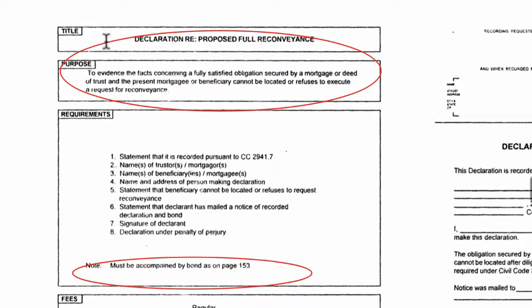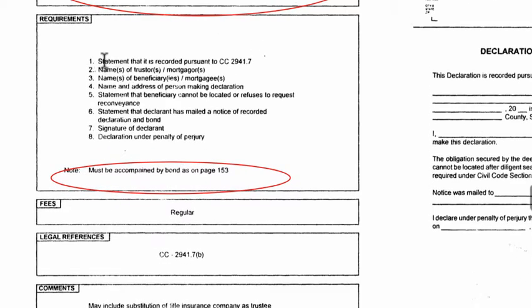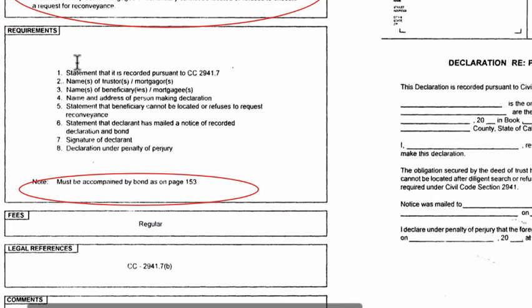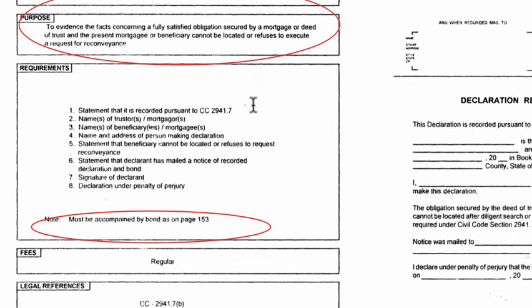But let's look at the declaration. It's to evidence the facts concerning a fully satisfied obligation secured by a mortgage or deed of trust, and the present mortgagee or beneficiary cannot be located or refuses to execute a request for reconveyance. What needs to be in it? The statement that it is recorded in accordance with Civil Code section 2941.7. So you can already see that they're taking full control over the bond, because they're making you fall under Civil Code 2941.7. So they are narrowing down your rights and your freedoms so that they can have a determination on how this plays out.